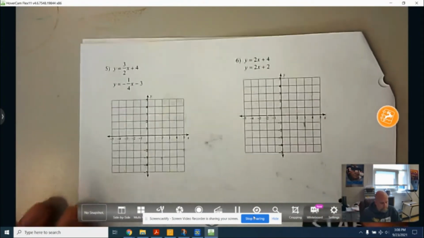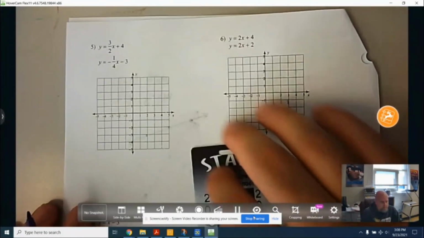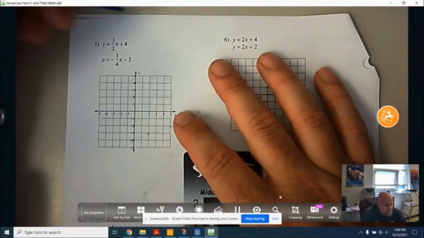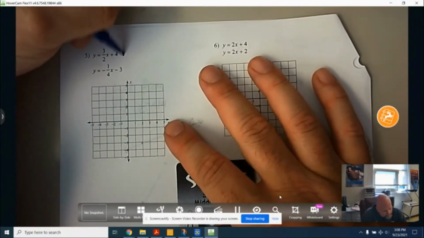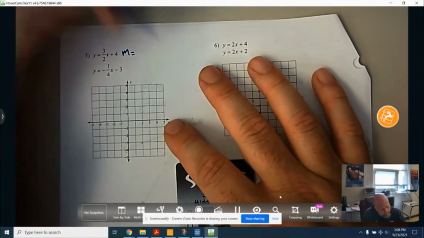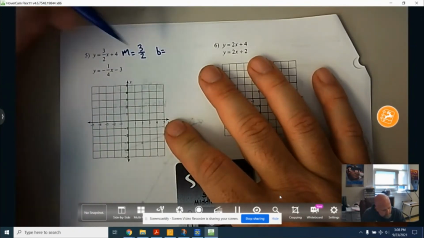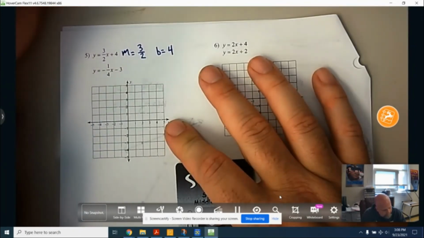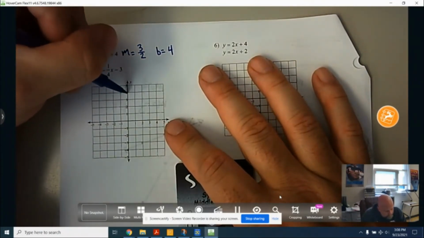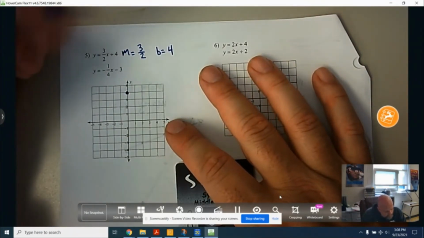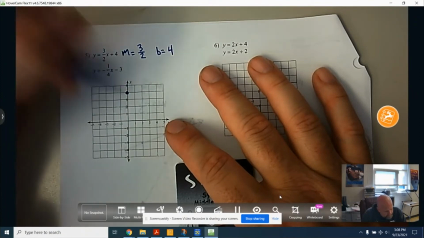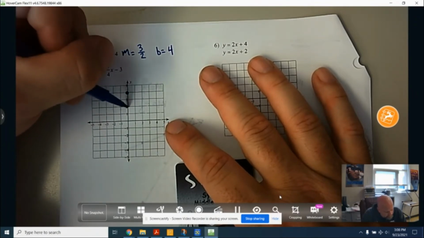So number 5, go ahead and do this one together. So we have m equals, we have b equals. So m is 3/2, my b is 4. So I go up to 4, and then I'm going to run out of room there. So I'm going to drop 3, 1, 2, 3.